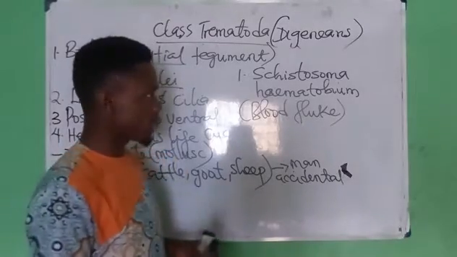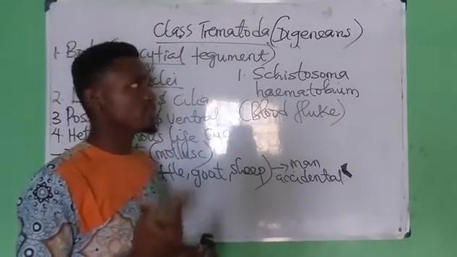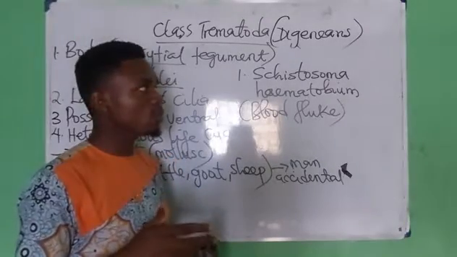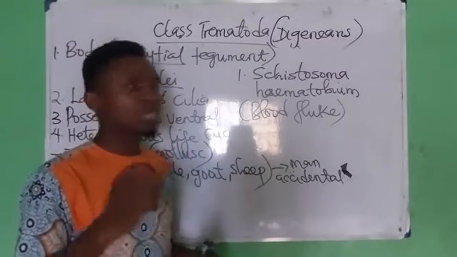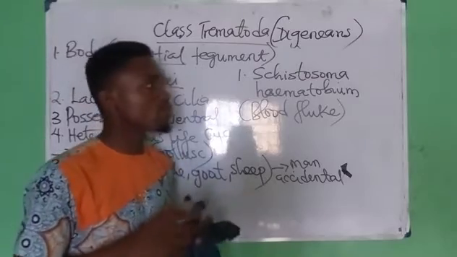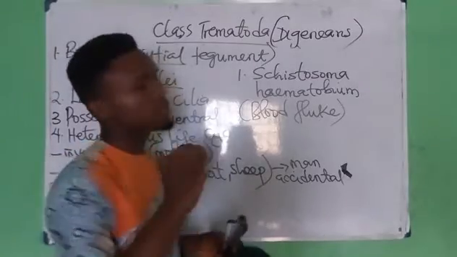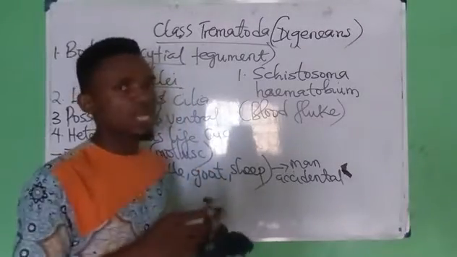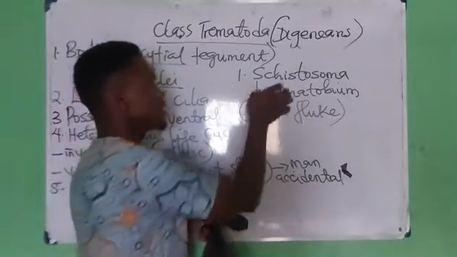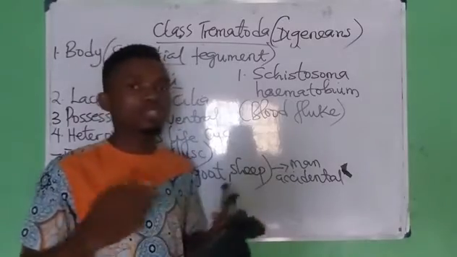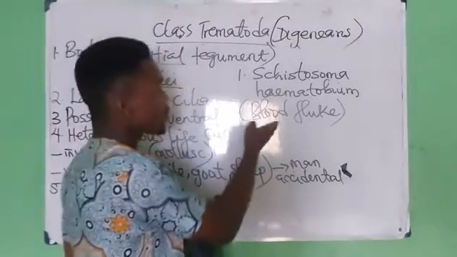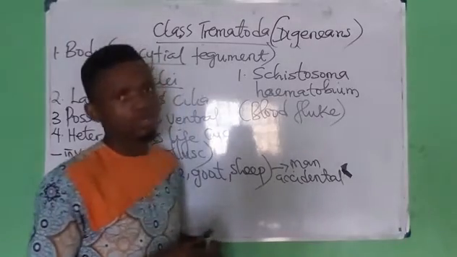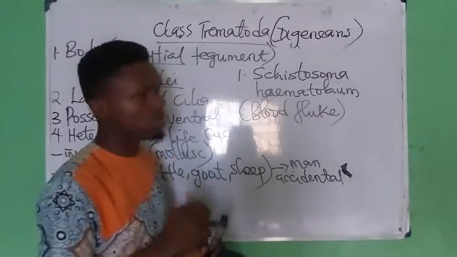Please, there are different species of Schistosoma. We have Schistosoma haematobium, Schistosoma japonicum, and Schistosoma mansoni. These are the three species of Schistosoma. But in this class, we are just mentioning Schistosoma. Let me not take us too far. So these are called blood fluke because they are majorly found in the blood stream. I believe that is understood enough.